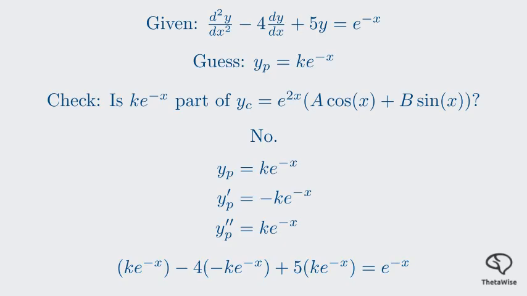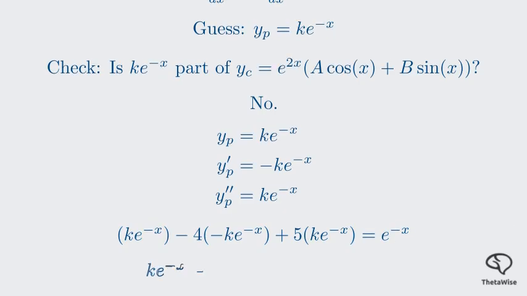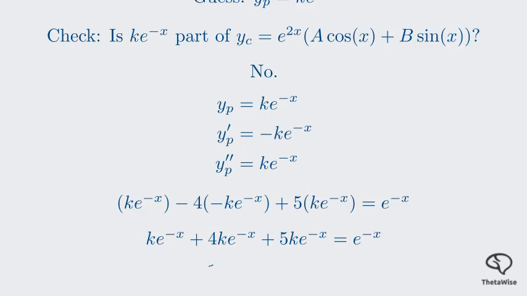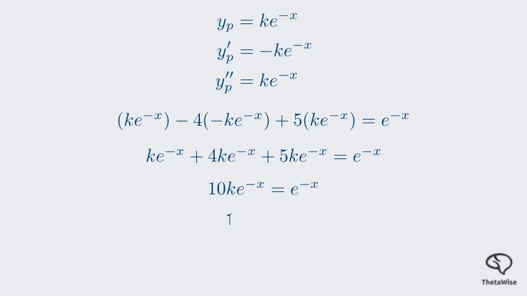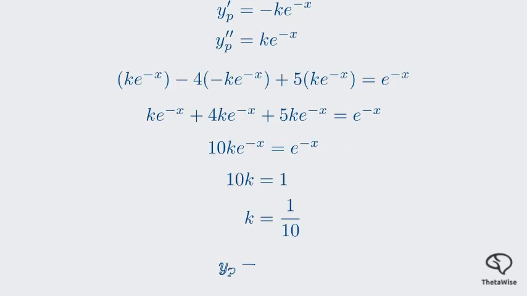Let's simplify this expression. We have k e to the negative x plus 4k e to the negative x plus 5k e to the negative x, all equal to e to the negative x. Combining the terms on the left side, we get 10k e to the negative x equals e to the negative x. To solve for k, we can divide both sides by e to the negative x. This gives us 10k equals 1, which means k equals 1/10. We have found the coefficient for our particular solution. Therefore, our particular solution is y p equals 1 over 10 times e to the power of negative x.